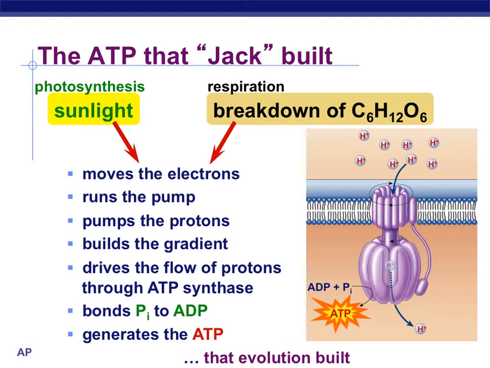So if you look at both of these processes, photosynthesis energized by sunlight energy, and respiration energized by the breakdown of carbohydrate, you're going to use that energy for all of these processes.